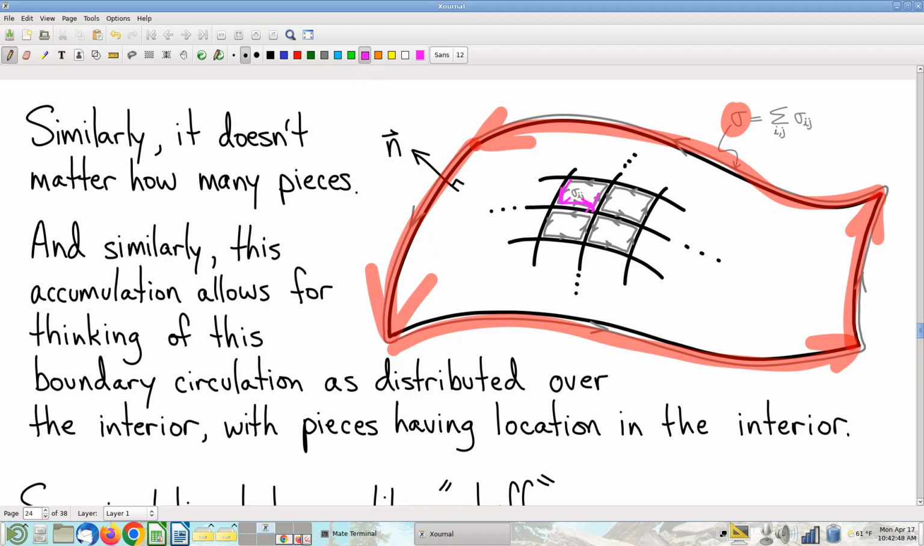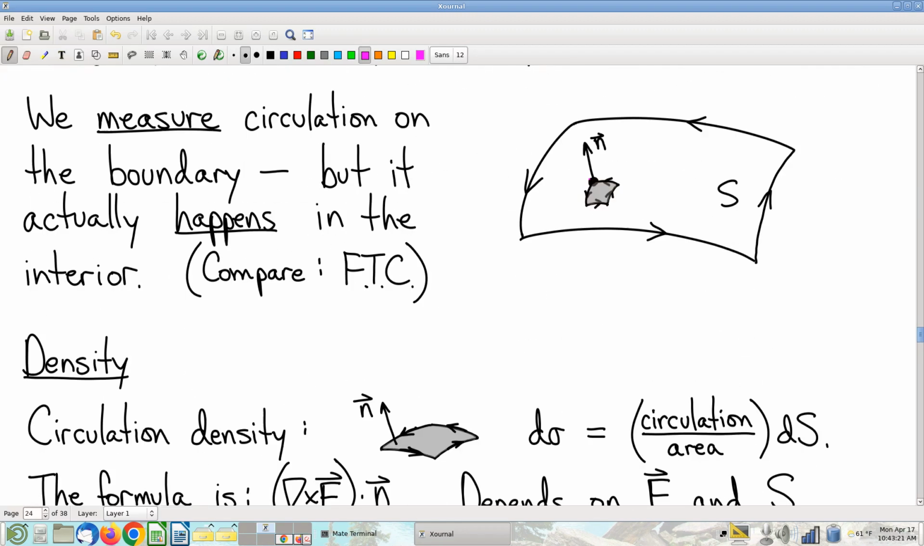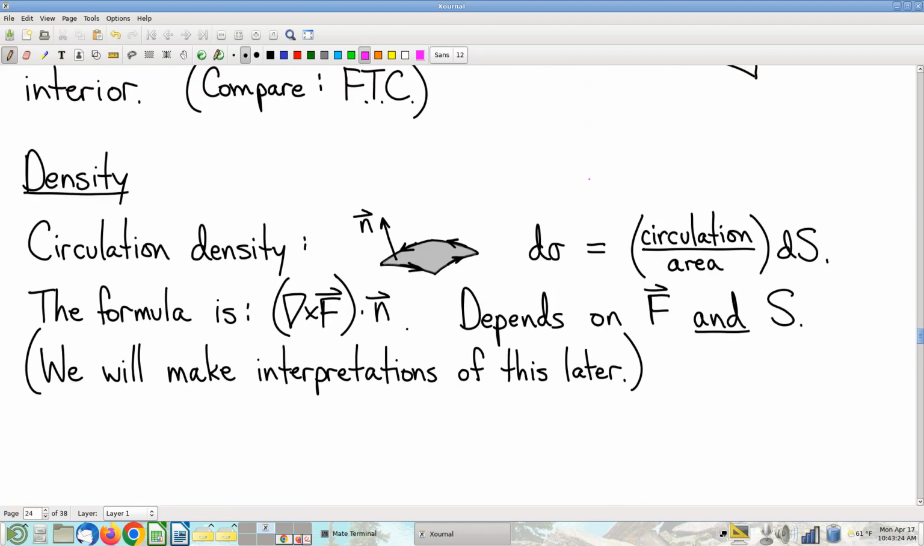It's literally a sum of a bunch of little local circulations happening in the interior. So think of circulation, again, as distributed across the surface. Because it behaves exactly, algebraically, as if it were literally distributed across the surface. So good to think of it that way to develop intuitions for where we're going, for all the same reasons in all the previous theorems that we've discussed. And with that, we can talk about the resulting density.